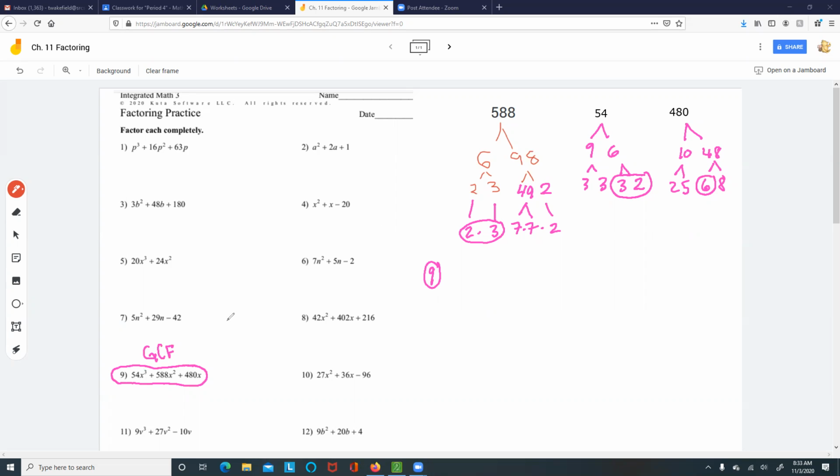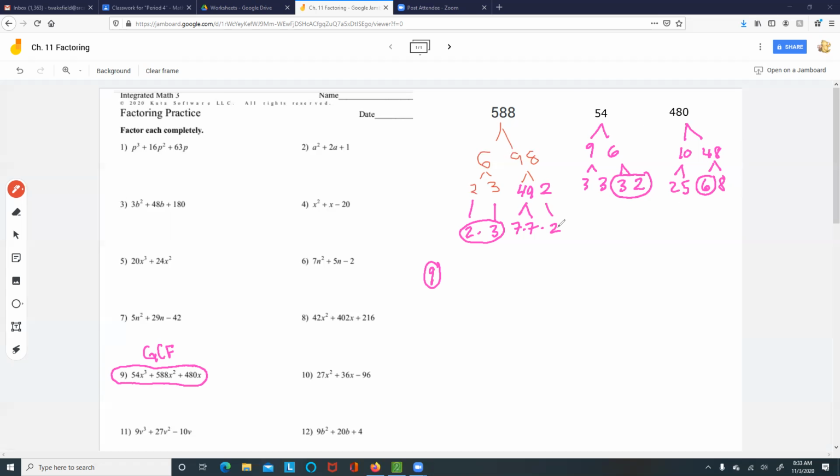So I put the 588 first. I was just doing the bigger number. And I factored it down to 6 times 98, and then 2 times 3, 49 times 2, and then 2 times 3 times 7 times 7 times 2, if I break those down. Okay, then I factored down 54 to 9 times 6. Then it's minimal factors, 3 times 3 times 3 times 2. Then 480 to 10 times 48, then 2 times 5 times 6 times 8.